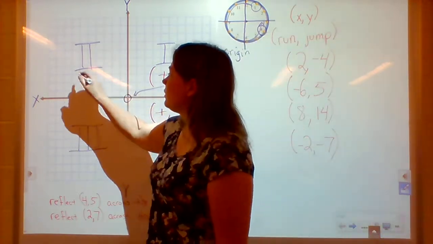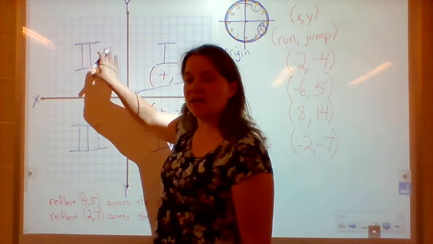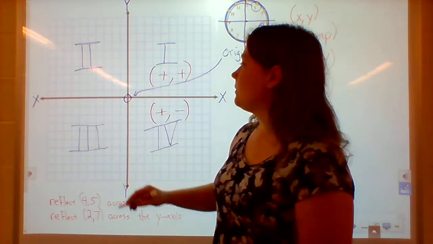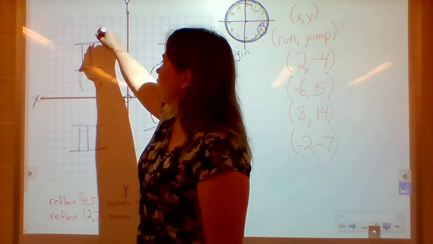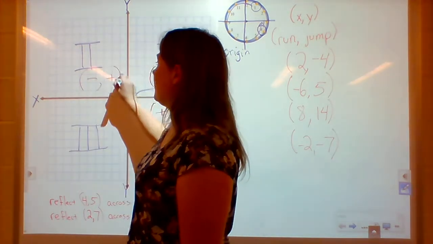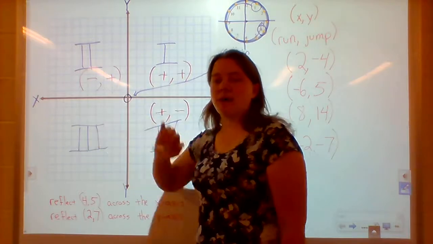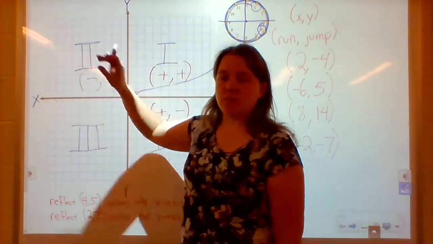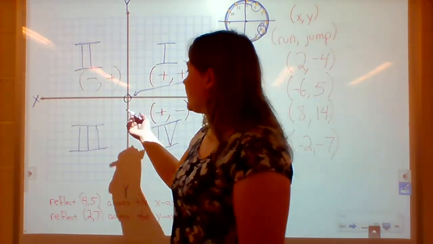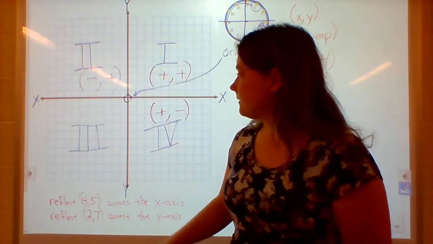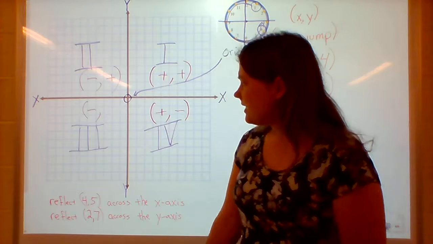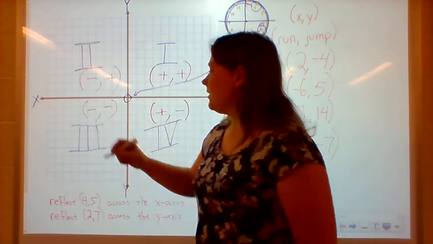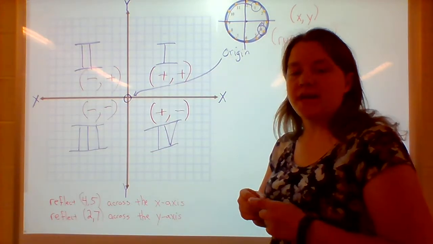Over here, you're always running negative. So to land in the second quadrant, you would want to run in a negative direction and then jump in a positive direction. Anything that says negative, positive is going to land you up in quadrant 2. Quadrant 3 is going to be completely negative. You're going to run in a negative direction, you're going to run backwards, and then you're going to fall. And there you get to negative, negative.